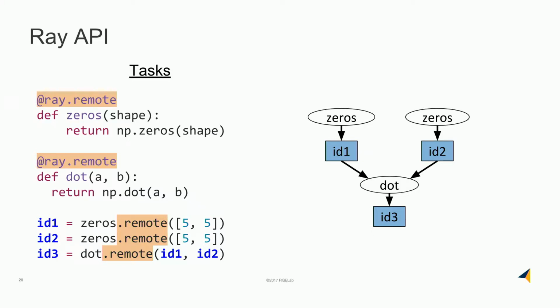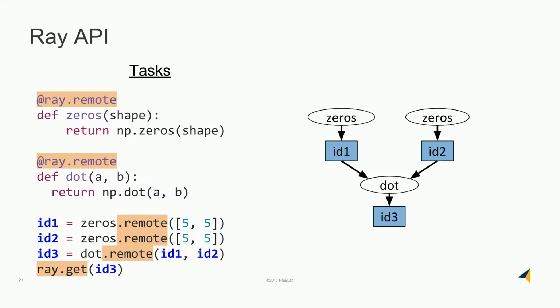And you can see that the two tasks, the first two tasks, can execute in parallel, but the third task can't execute until the first two have finished. And when it does execute, the outputs of the first two tasks will be shipped to where the third task is being executed. If we want to retrieve the output of the computation, we can call ray.get to do so.